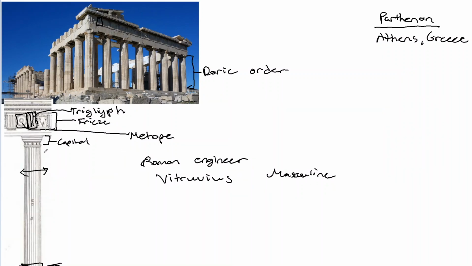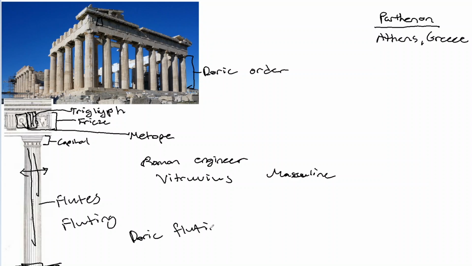Now, we can talk about these little lines on the actual pillar. These lines are called flutes, or fluting. The Doric order usually has about 20 flutes, which is less than the later orders. Alright. Now, moving on to the next order. This is called the Ionic order, and it comes after the Doric order.